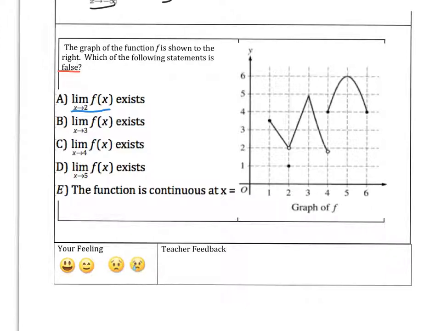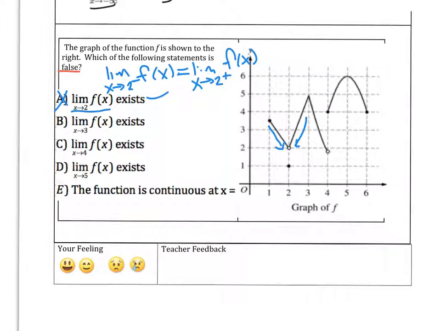The limit as x approaches 2 exists. Okay, I know for a limit to exist, the limit as x approaches 2 from the left of f of x must equal the limit as x approaches 2 from the right of f of x. So taking a look at 2, as I come from the left and as I come from the right, both of these are approaching a height of 2. This one's okay. And because we're looking for the false statement, this one does not work.